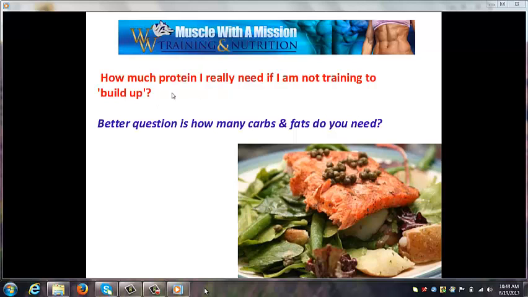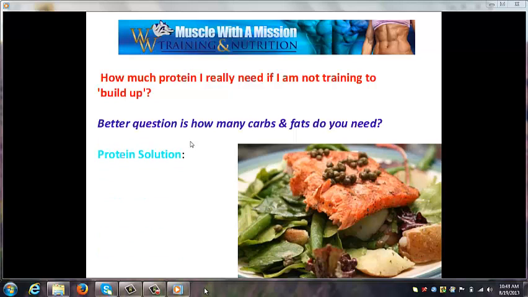People think protein is like some magical pixie dust or magical gold dust powder they can sprinkle on their food and it makes it super anabolic all of a sudden. Yeah, you guys just take the bait, hook, line, and sinker with these supplement ads. It's pretty sad. So the better question is, how many carbs and fats do you need?